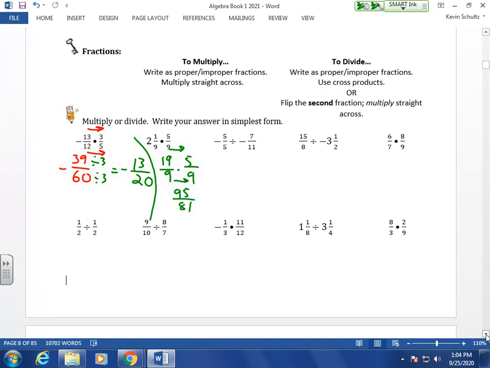There's no common factor with 95 and 81, so you could leave it like that if you wanted to, or you could convert to the mixed number 1 and 14/81.